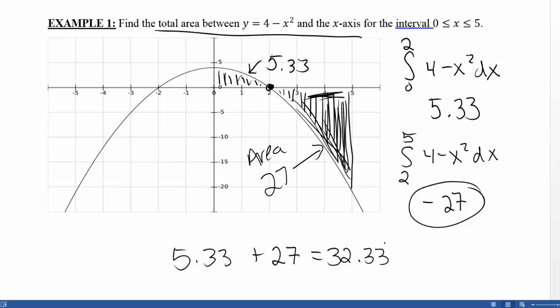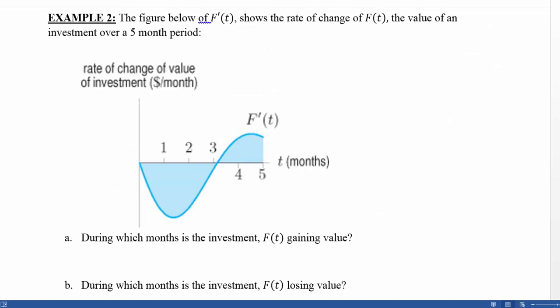And that's because it would have taken this positive area and added it to negative 27, which is not what I wanted here. I wanted the total area, which was the sum of the positive areas. So the wording here is very important. But let's look at some examples where we are going to evaluate negative and positive areas together and see how that would look. Example 2.